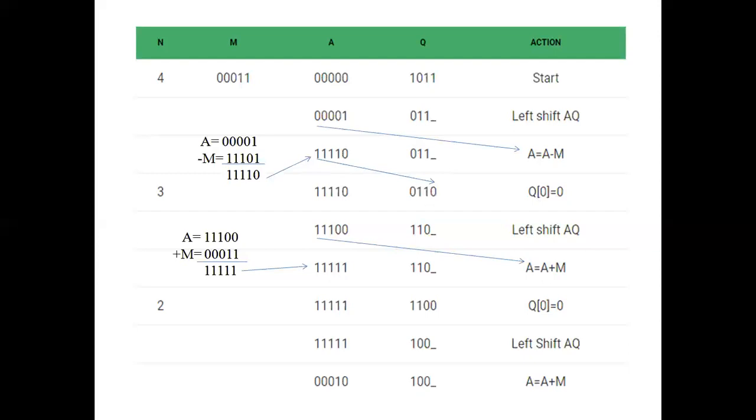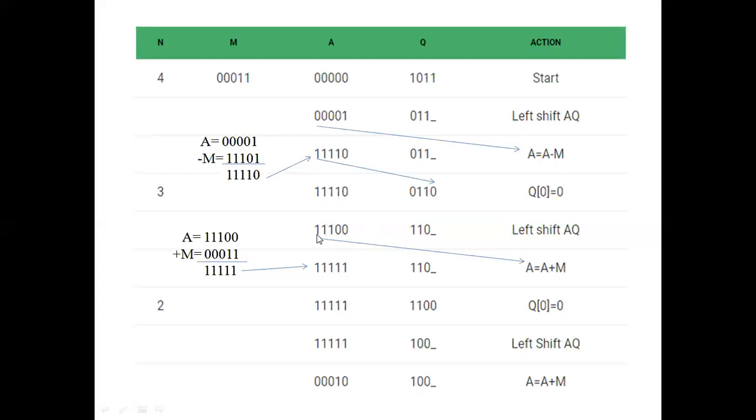Next, we go to the next step. That is, again we shift left. That is, this one comes here, this one comes here, and this one also comes here. This 0 is here, and this 0 will come here, and here is only 0 0 1, and this field is empty. The initial bit of the Q is empty here.